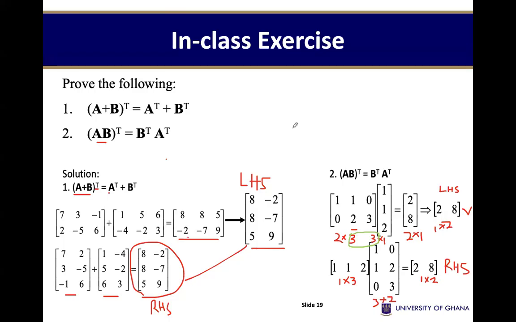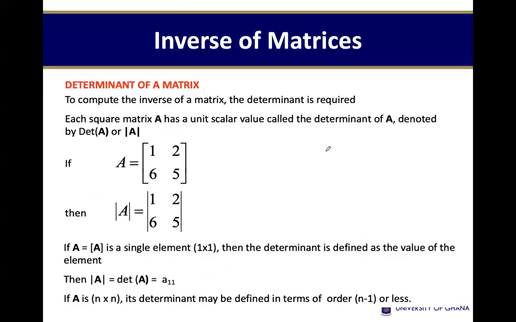I don't see any hand up, so I think we can move on. Let's look at the inverse of matrices. There's something that's not part of the slide, so pay attention here. There are some other forms of matrices which we call singular and non-singular matrices. A singular matrix is any matrix whose determinant is 0. If it's a non-singular matrix, then the determinant is not 0. That's the first thing we need to know.